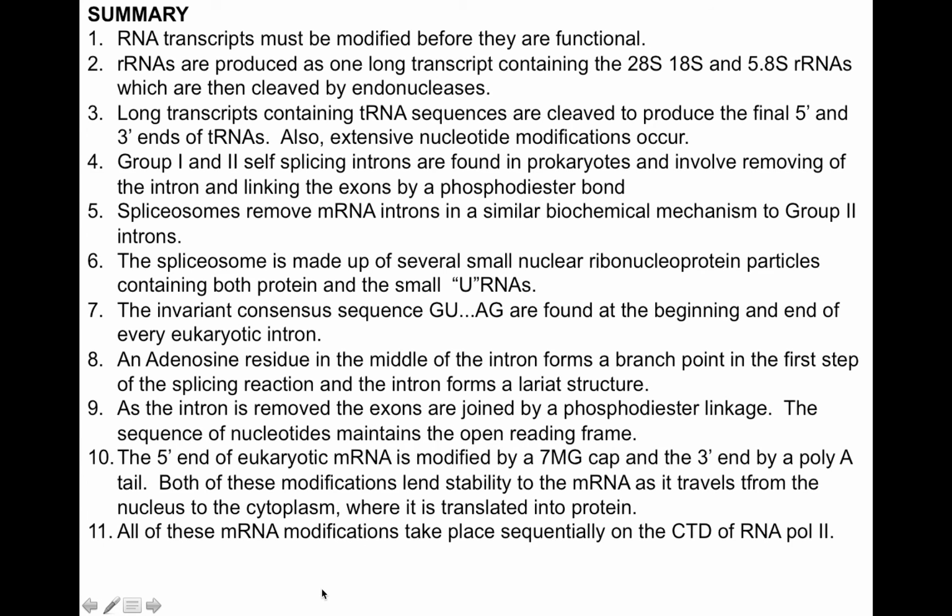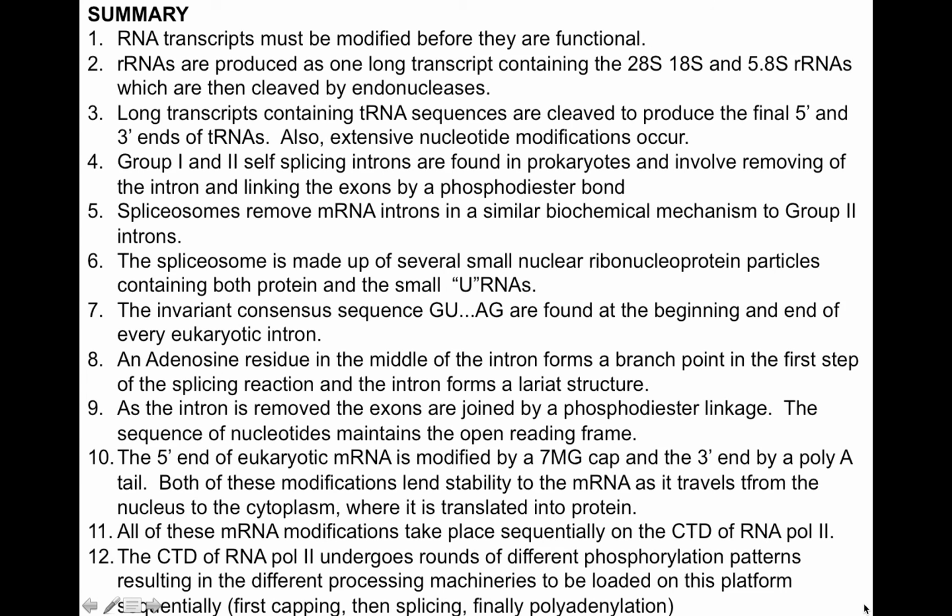All of these mRNA modifications take place sequentially on the C-terminal domain of RNA polymerase II. The C-terminal domain undergoes rounds of different phosphorylation patterns, resulting in the different processing machineries being loaded onto this platform sequentially: first capping, then splicing, and finally polyadenylation.